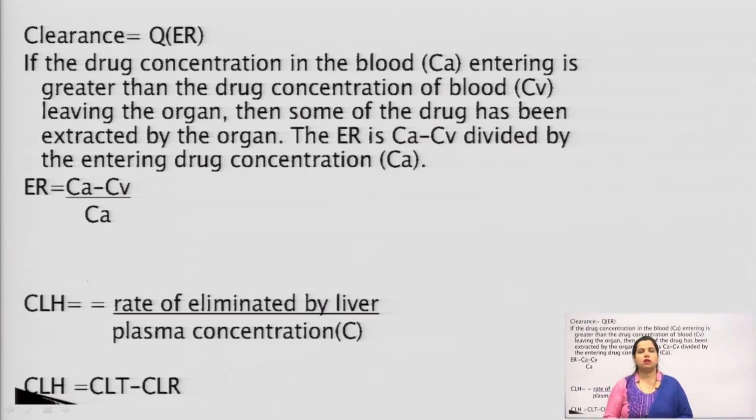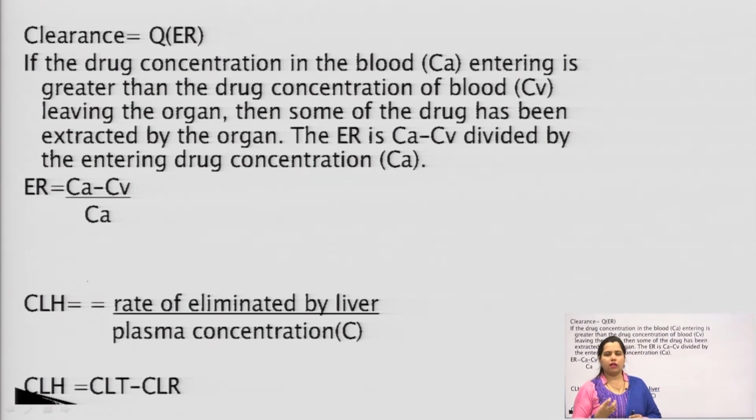So, clearance is equal to QER. Another expression is: if the drug concentration in the blood entering the organ, represented as Ca, is greater than the drug concentration of blood leaving the organ, Cv, then some of the drug has been extracted by the organ. The ER is Ca minus Cv divided by the entering drug concentration.